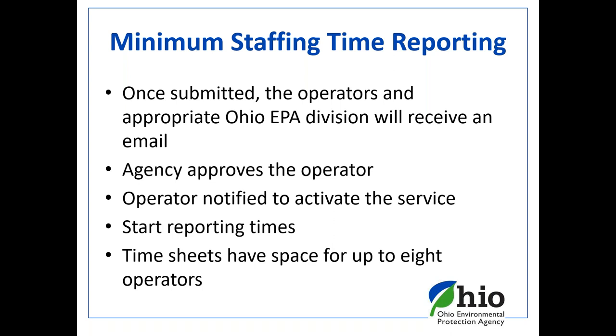So once you get yourself submitted, then an email comes out to Ohio EPA, whichever division it's under, and Columbus will review and make sure the person has the proper certification, and they will approve the operator. And then the operator gets notified that they have to go in and activate the service. So the operator will get an email. He'll have to log into the eBusiness Center, click on activate, answer his security question, put in his PIN, and then you can start reporting your times in this app. And you don't have to report that on your EDMRs once you're using this app.